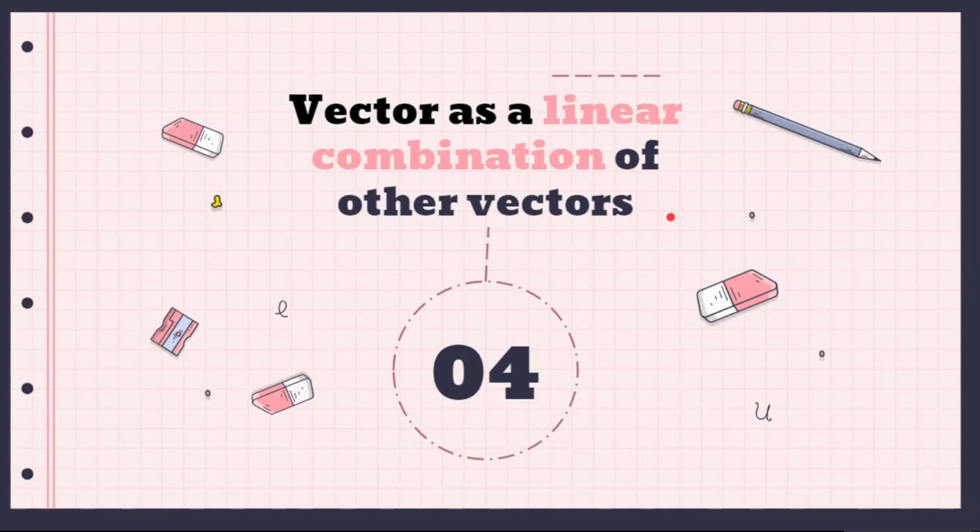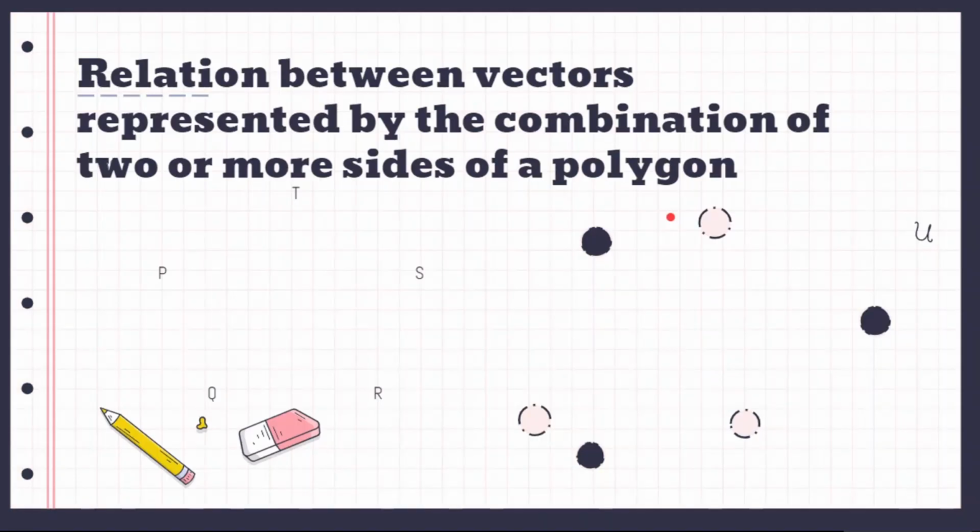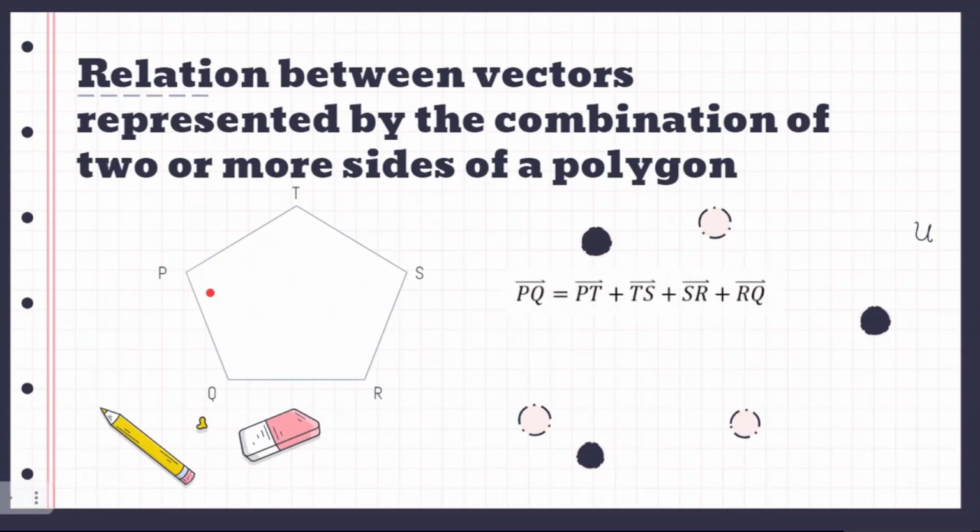Vector can be expressed as a linear combination of other vectors. Now we are going to discuss the relation between vectors represented by the combination of two or more sides of a polygon. Let's consider the polygon here. There are 5 vectors which are PT, TS, SR, RQ, and QP. In this case, PQ can be expressed as the addition of PT, TS, SR, and RQ.